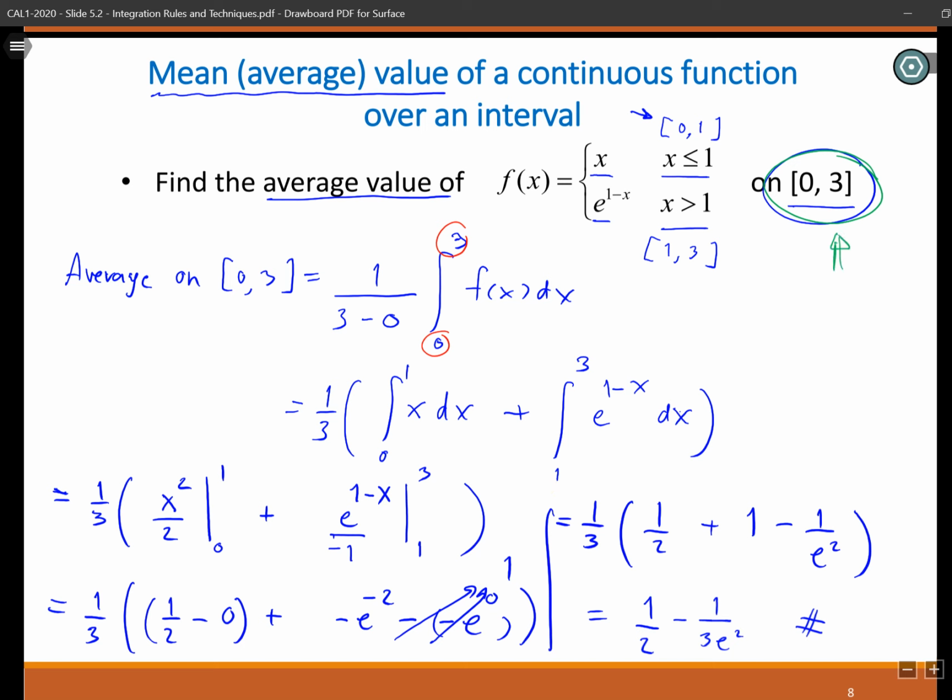Alright, no need to get confused about that. We just need to use the formula from the mean value theorem. But in this case, you need to know that you have to split your integration based on the section that you want to perform that operation on.